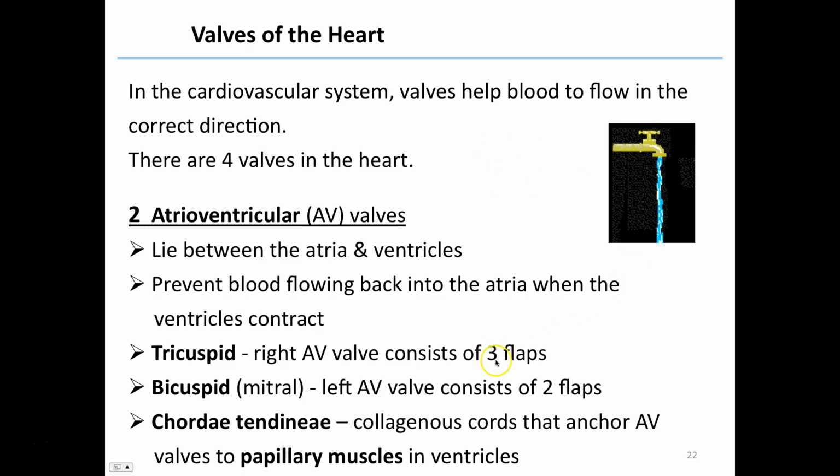On the left-hand side, the left pump and the left ventricle, the left side of the heart, we have another AV valve, and it only has 2 flaps in this case, and therefore is given the name bicuspid valve. Though you may also see the terminology mitral valve. The mitral valve is like a bishop's mitre, and that's how it gets its name. But bicuspid and tricuspid are probably the easier terminologies to remember.